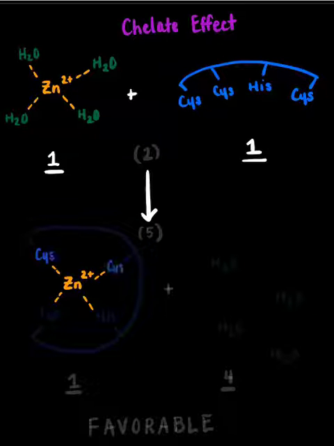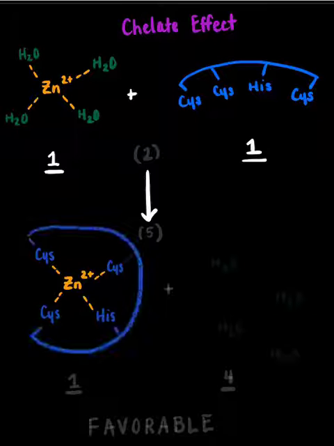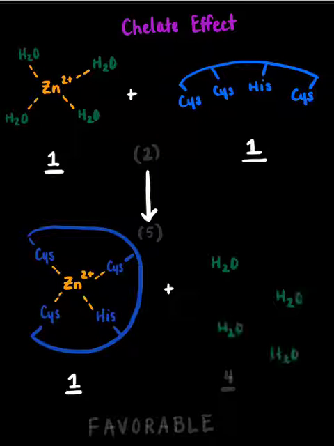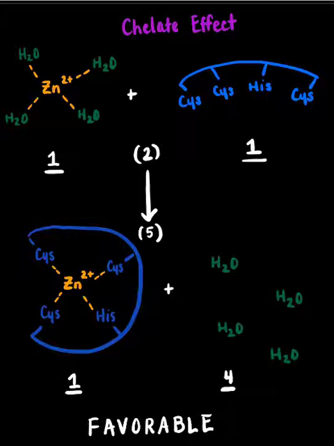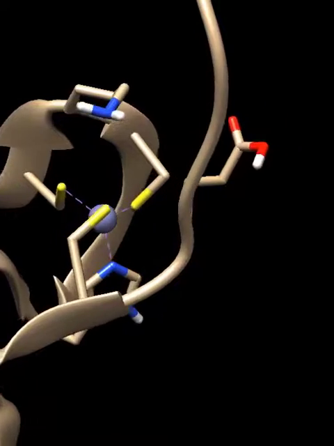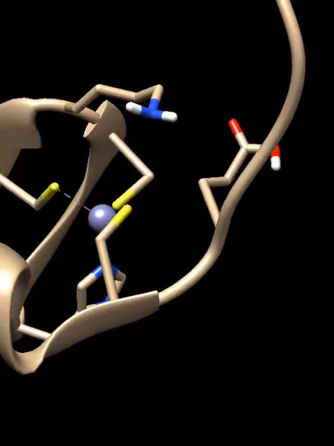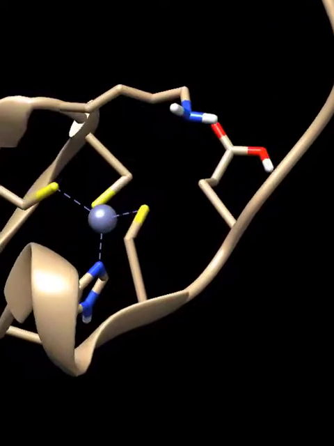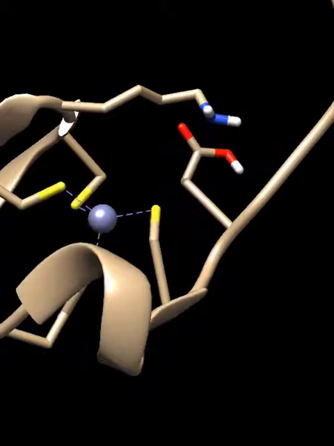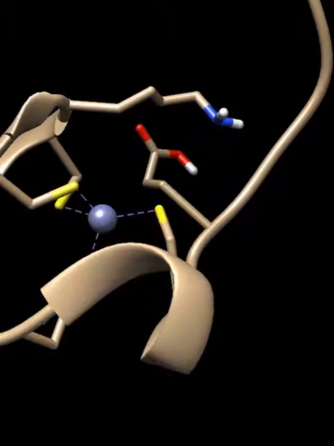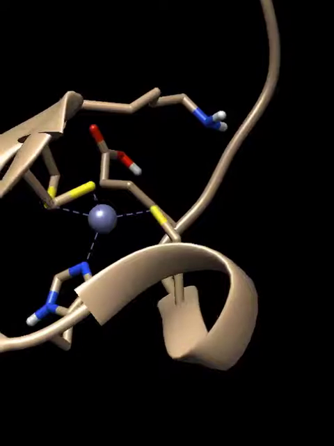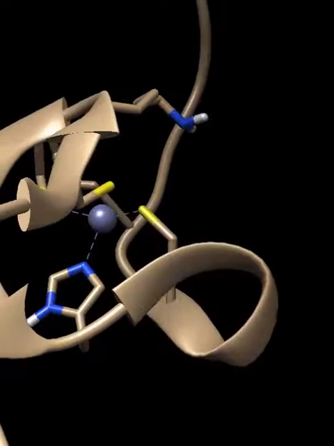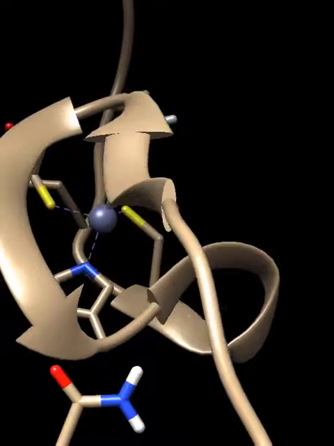The increase in molecules witnessed in the reaction of hydrated zinc with the multidentate ligand can be explained by the chelate effect, which results in an increase in entropy and an overall favorable reaction. This zinc finger domain provides a more thermodynamically stable complex than an analogous zinc complex with individual cysteine and histidine amino acids. The specificity of the ligands can be attributed to hard-soft acid-base theory.